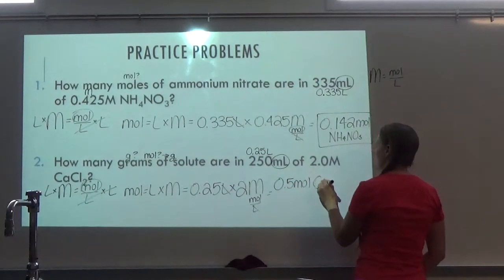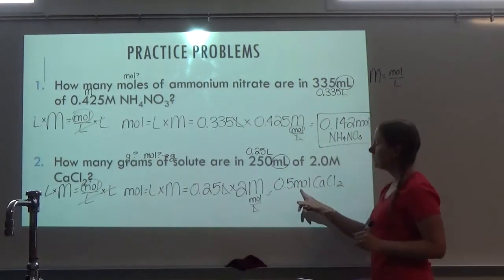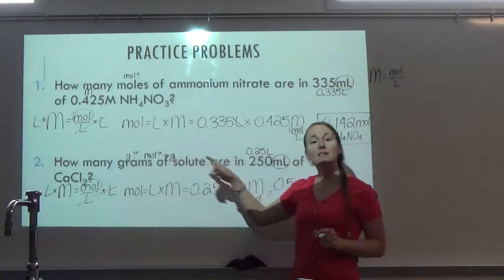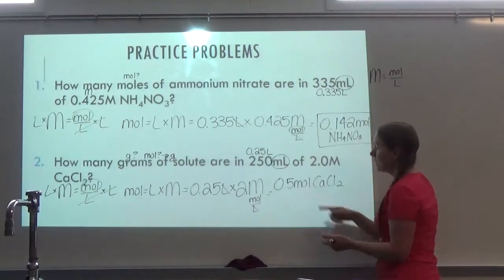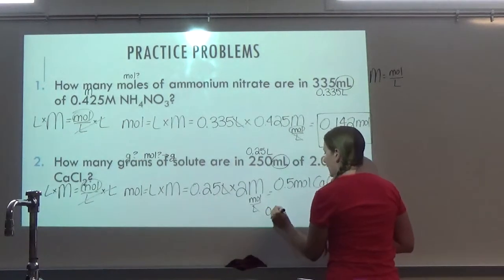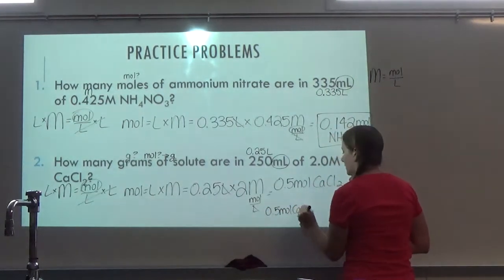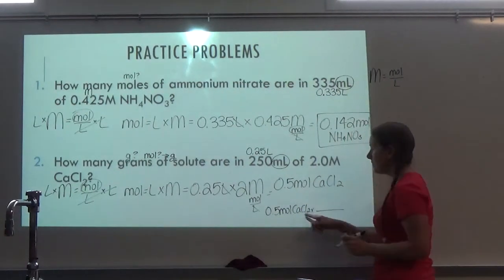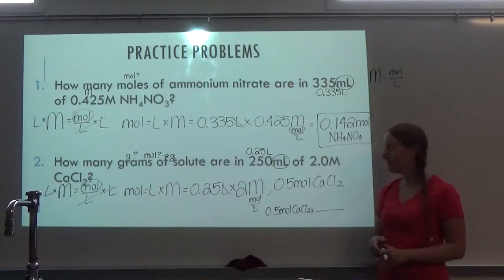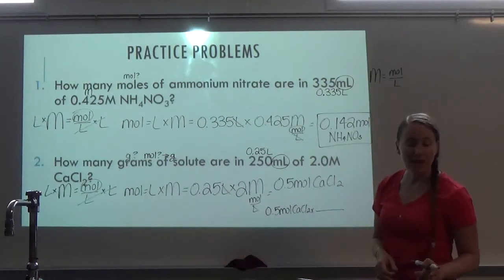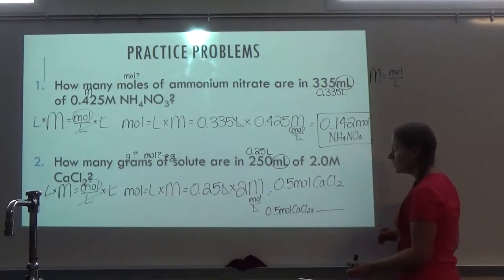of calcium chloride. But the problem is they didn't ask me for moles, they asked me for grams. So now I need to use my molar mass to get to grams. So I start with what I know, and that's 0.5 moles of CaCl2. I add up my molar mass off the periodic table, so Ca is 40, Cl is about 35 times 2. And so once I add all that up, I end up getting 110 grams.